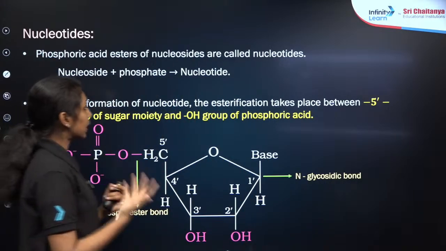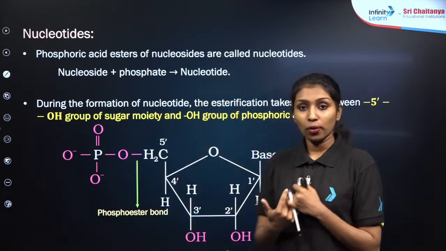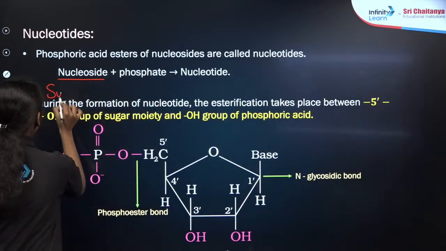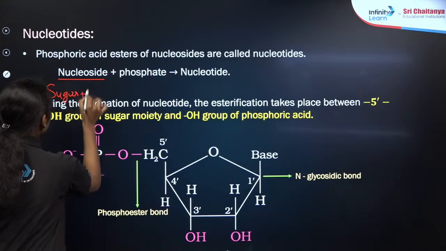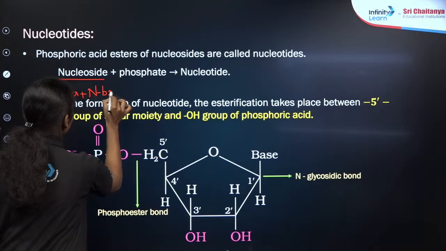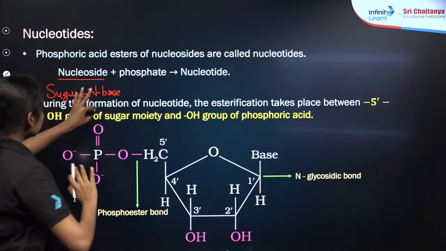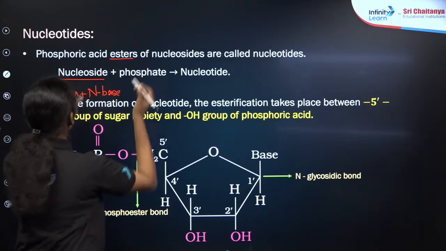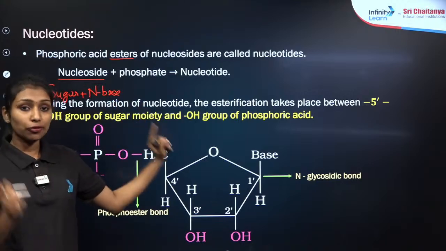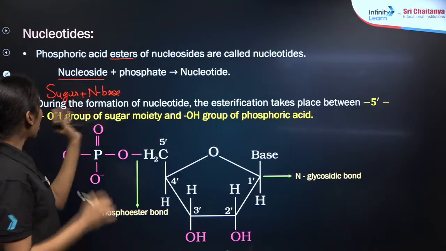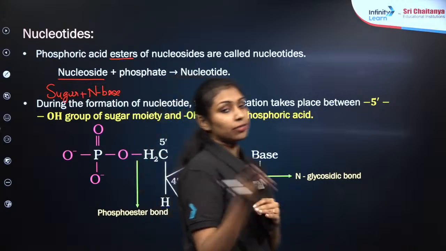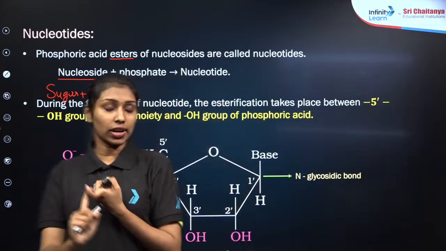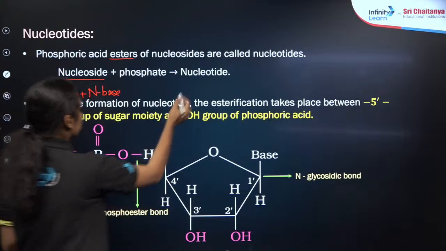What are the main components in the case of nucleotides? As we have already seen, sugar and base. Sugar and the nitrogen base is known as the nucleoside. If the nucleoside is combined with the phosphate group by an ester bond, it is known as a nucleotide. So we can define the nucleotide as the phosphoric acid ester, which means the ester bond formed between the phosphoric acid and the nucleoside is known as the nucleotide. Clear?